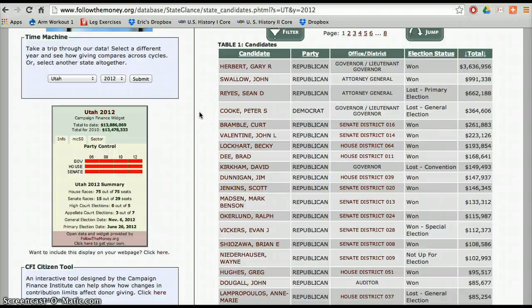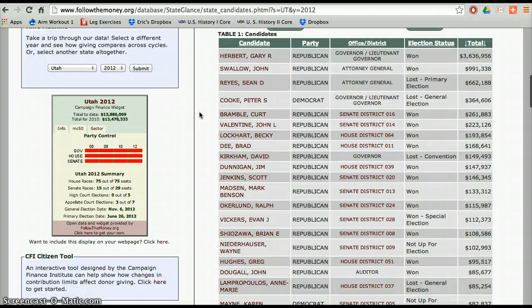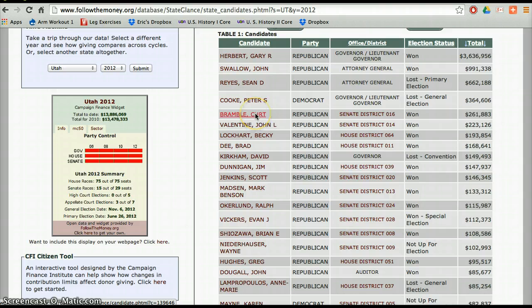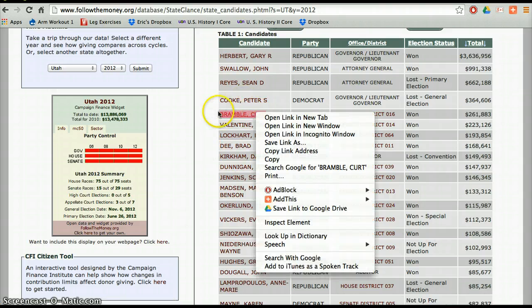So the first place I'm going to go is I want to look at my local elections, and for this class we really want to focus on local elections because a lot of people don't pay attention to that, but they should, because what local officials are doing has such an important impact on us where we live. So in my district, remember I'm in Senate District 16, and I can check, oh yep, Senate District 16, and the winner was Kurt Bramble, so I'm going to click on him.